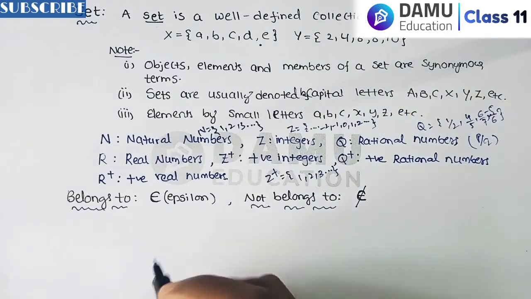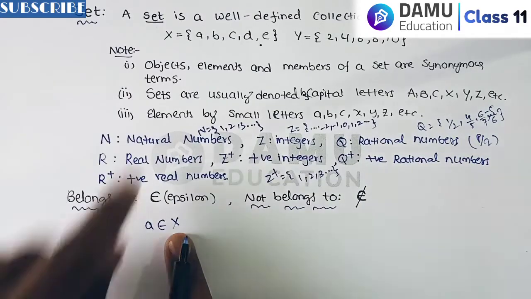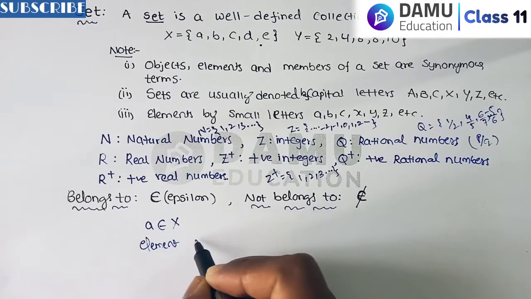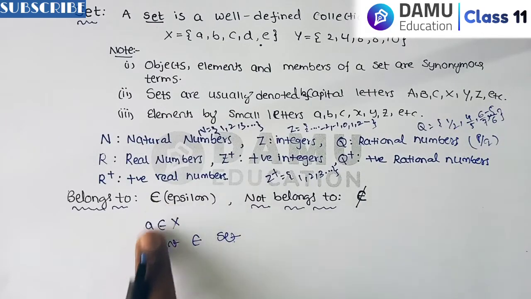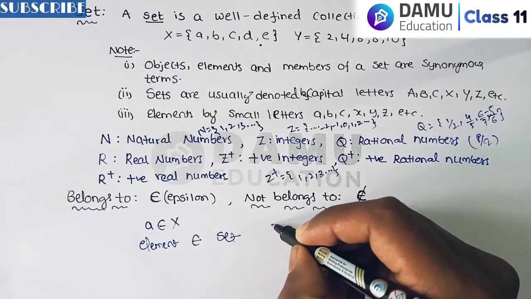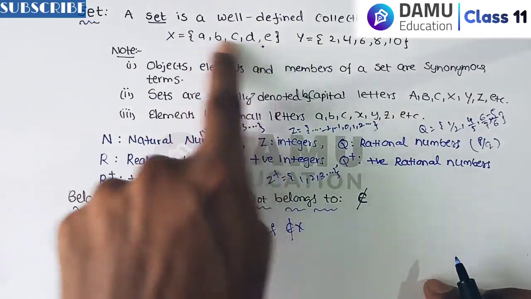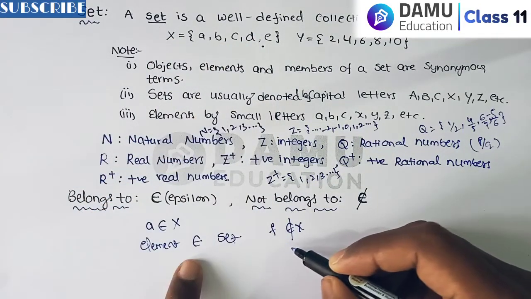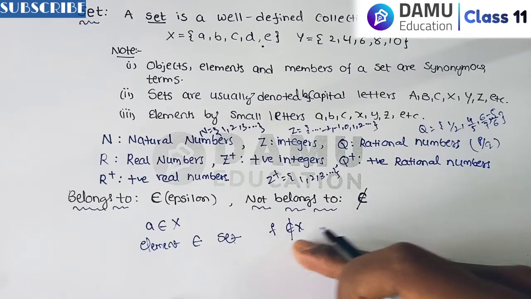Let's take belongs to: a belongs to X. So small a belongs to set X. First we will write the element, then belongs to, and then the set. So element A belongs to X, B belongs to X, and you can write F does not belong to X. Why? Because the F letter, F object, F member is not there. So for that you write the element, cross the epsilon, then write the set. So F does not belong to X.